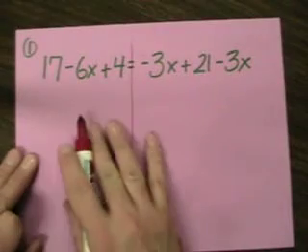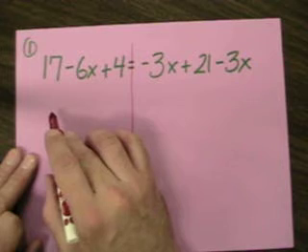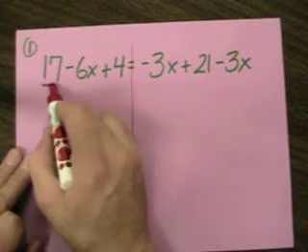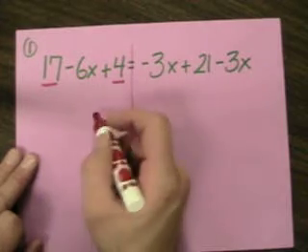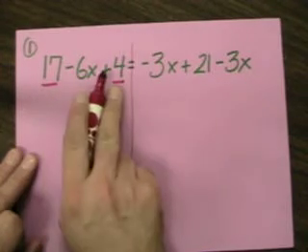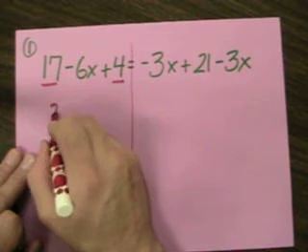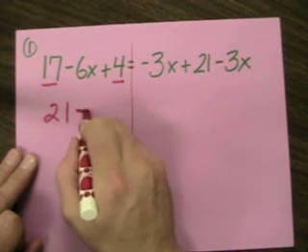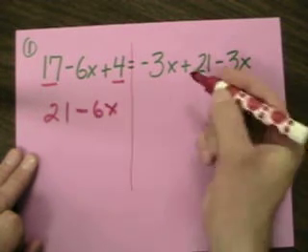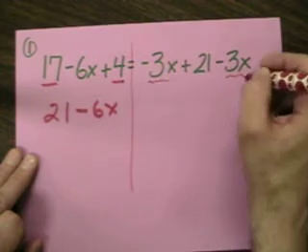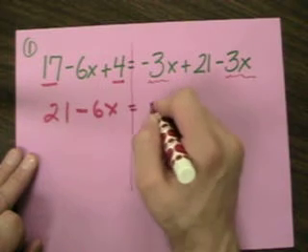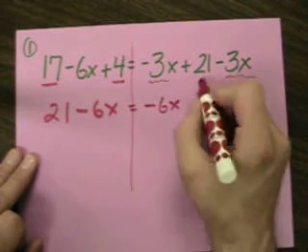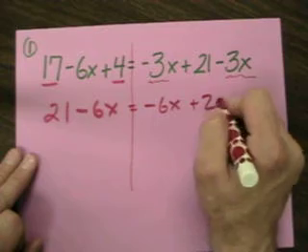The first step we're going to do is simplify each side independently. If I do this, these two will combine on this side. I don't need to change their signs because I'm not changing the side. So 17 and positive 4 is positive 21. So I'm going to say this side is now 21 minus 6x. On this side, I have this x term and this x term that can combine. So this side will become negative 6x plus 21.